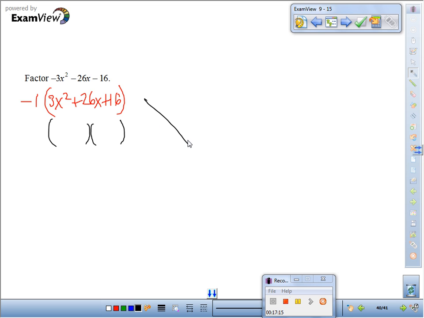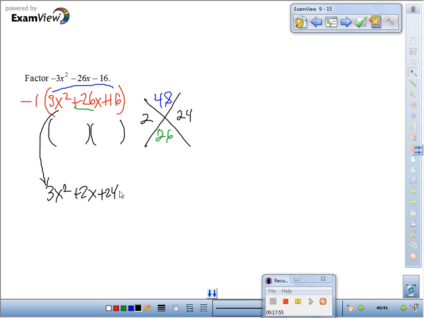Power Rangers, you open 2 parentheses. What goes on top? 48. And underneath, 26. Pass it to someone. Luis. 2 times 24, that's 48. 2 plus 24, that's 26. And what do we do from there, Luis? So rewrite this, 3x squared plus 2x plus 24x plus 16.